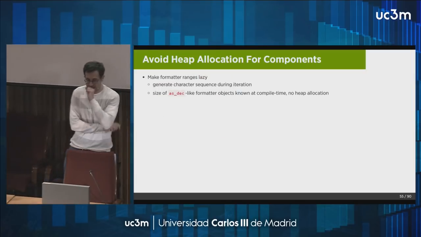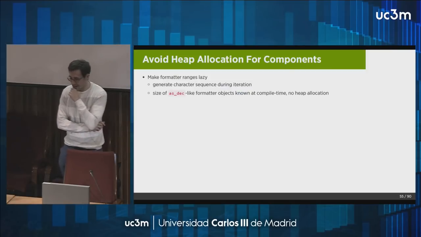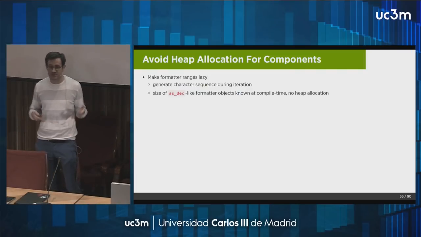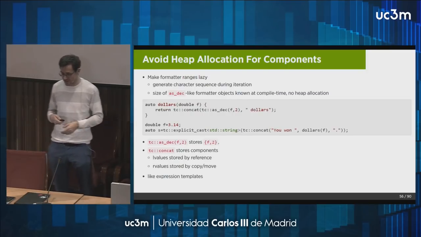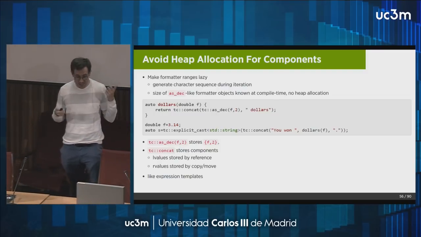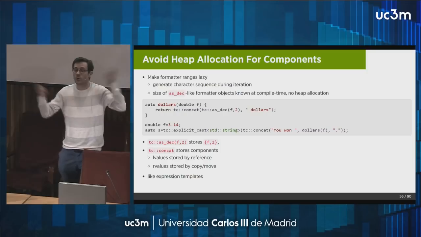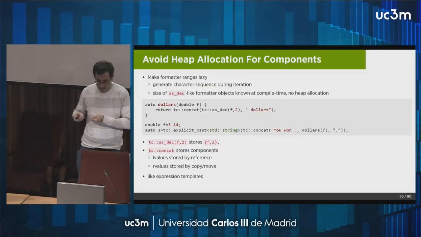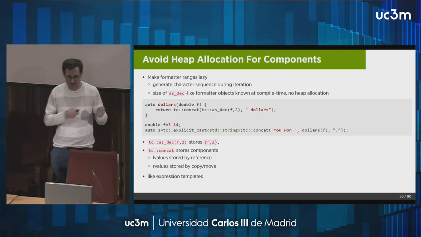Now, the first thing we're going to do is we don't want to do all these heap allocations. We don't want to allocate all these temporaries. And that will work by the formatters being lazy. They will just generate the character sequence while we are iterating. And then this sdec or dollars formatter is actually just a small object on the stack. It will just capture what you want to format, the f, and how you want to format it. So the sdec will just store these two f and 2 parameters, and then the concat again will also just store all these components which are given to it.